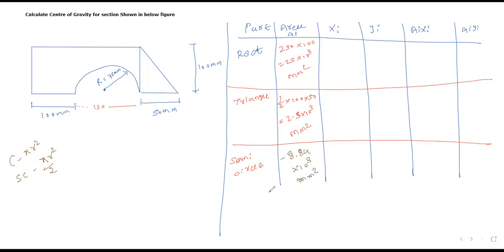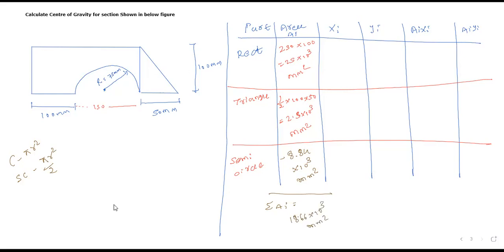Let us also quickly add up the summation of Ai, because we will need it. What is the summation Ai? 25 into 10 to 3 plus 2.5 into 10 to 3, and minus, take special care, minus 8.84 into 10 to 3. So you will get 18.66 into 10 to 3 mm square. Clear?